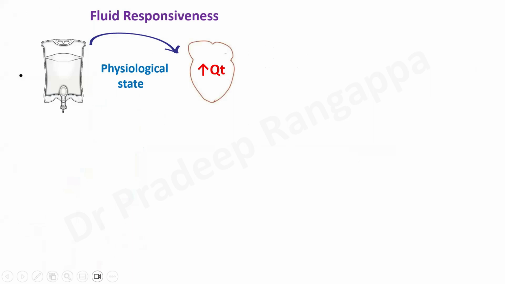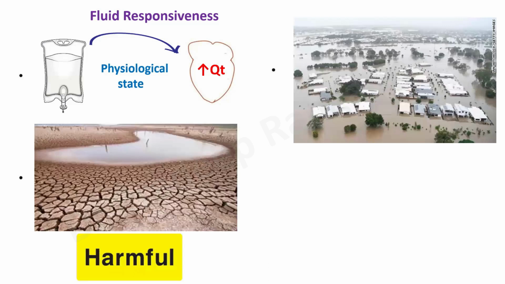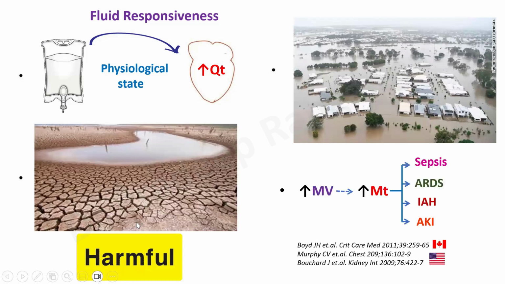Whenever we give fluid in a physiological state, we expect an increase in the cardiac output or stroke volume, which is considered as fluid responsiveness. Obviously, when we are giving fluid, we do not want to flood or overload the patient, or keep the patient too dry, which can be harmful. Both conditions are harmful. Increasingly we are recognizing that more fluid clogging within the body is as deleterious or possibly more deleterious than lack of fluid. That's what we have realized.